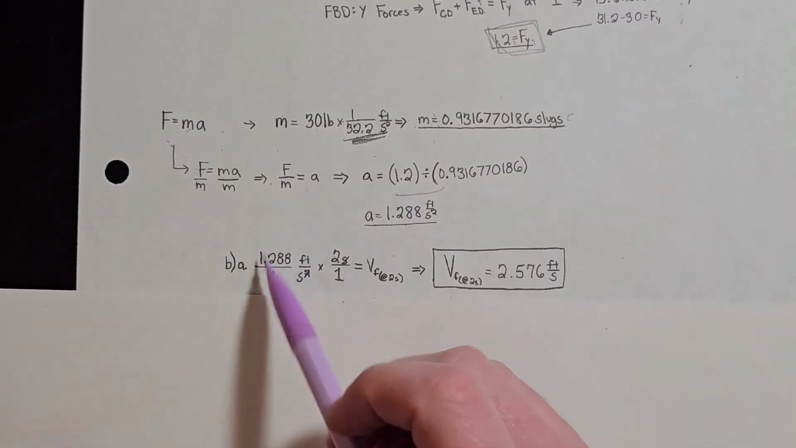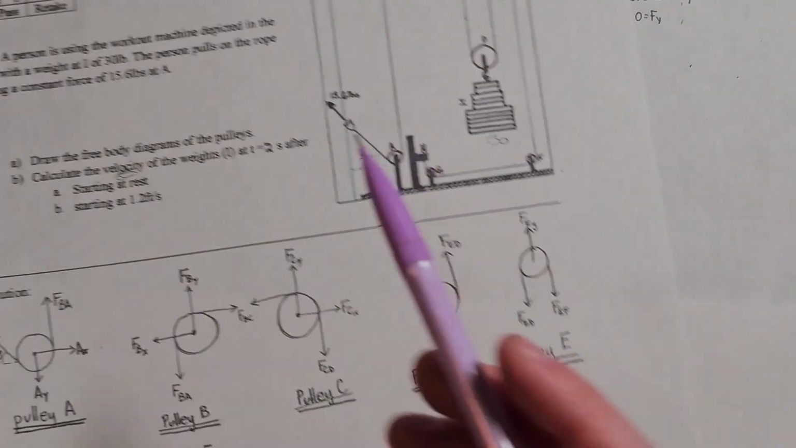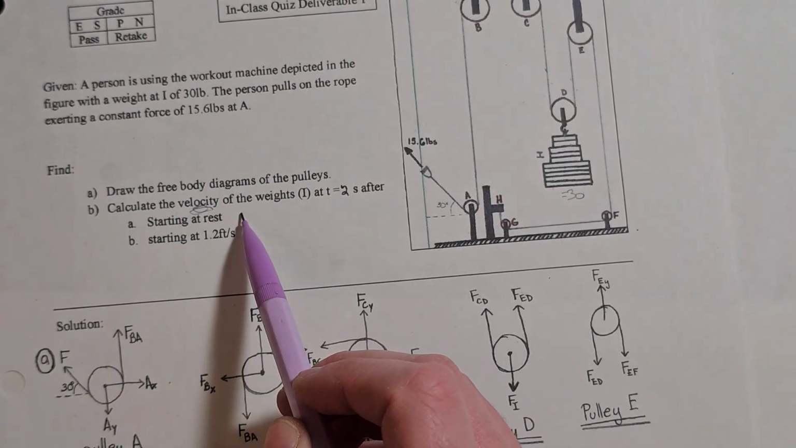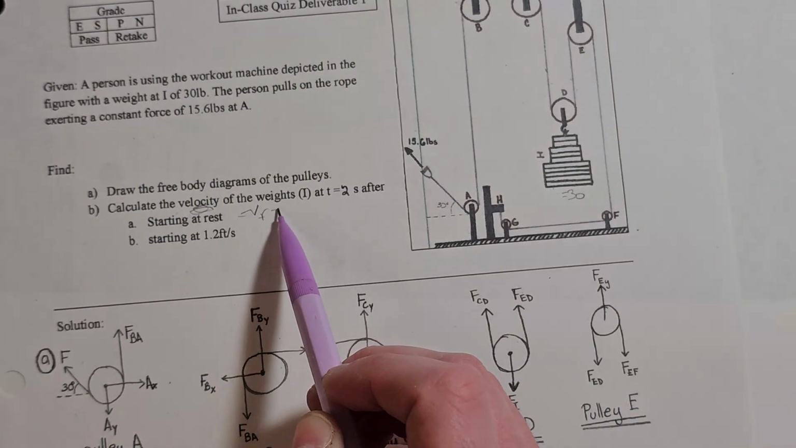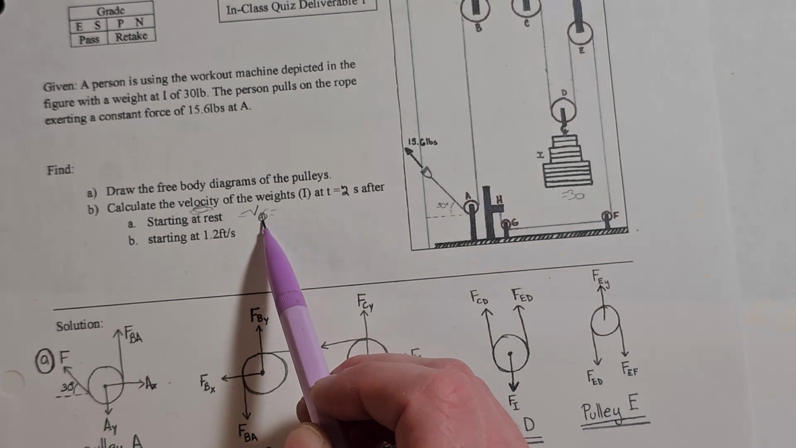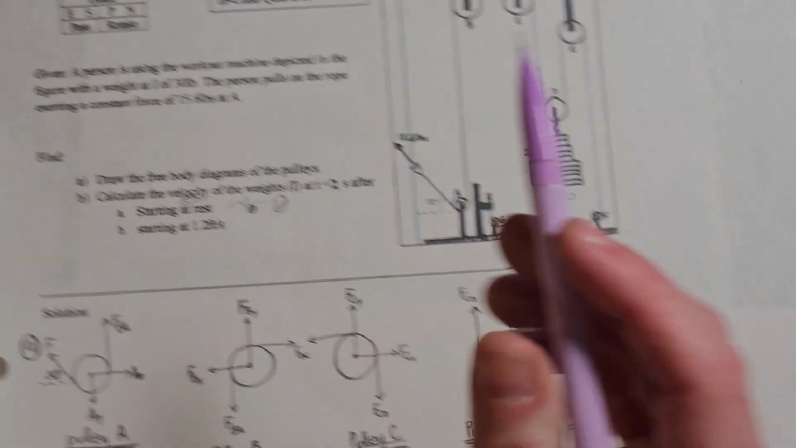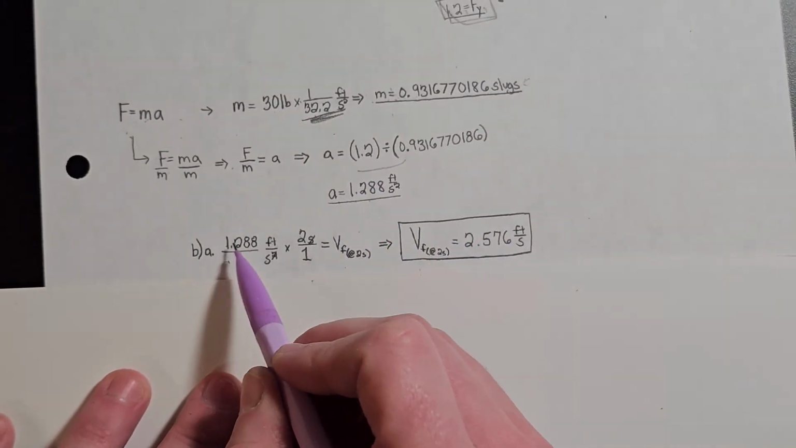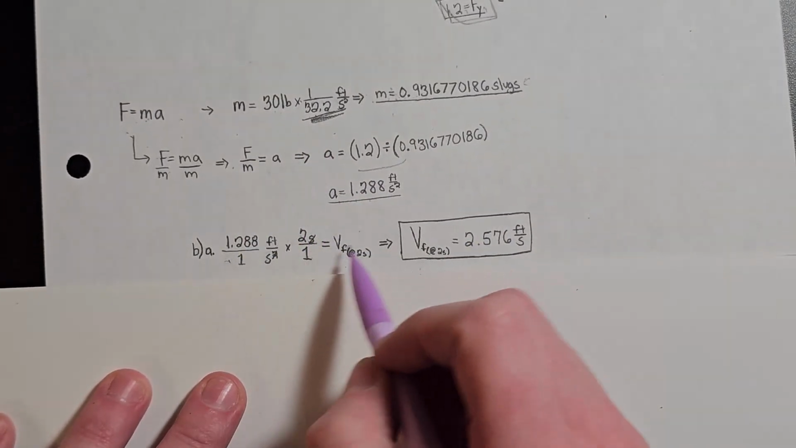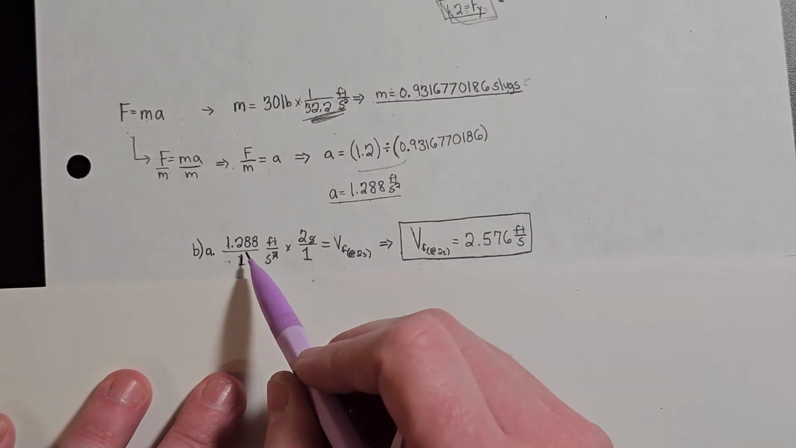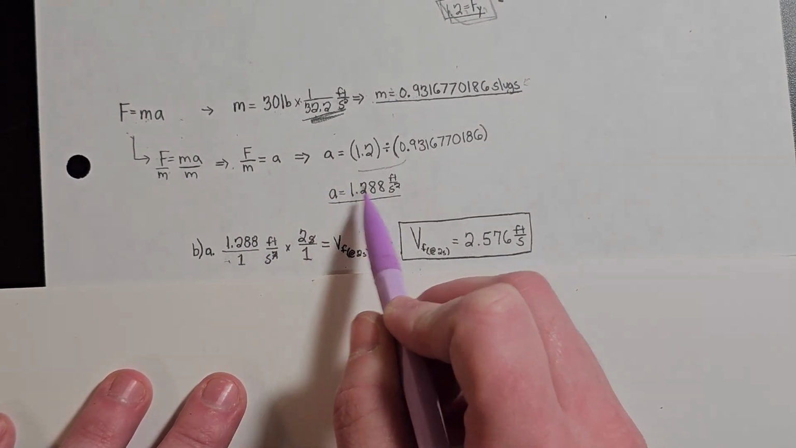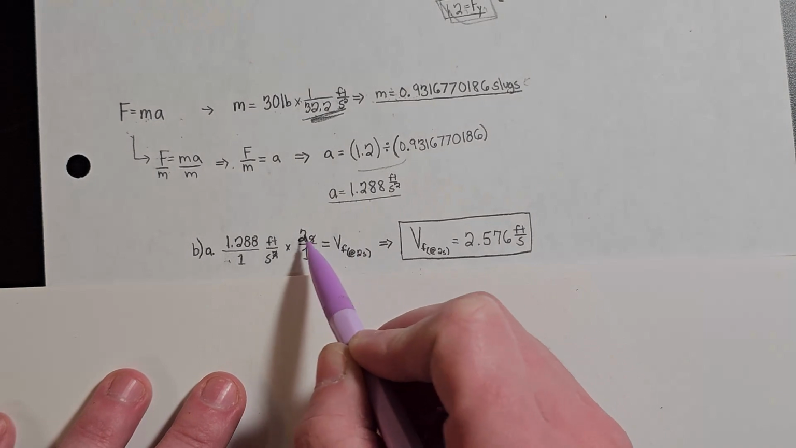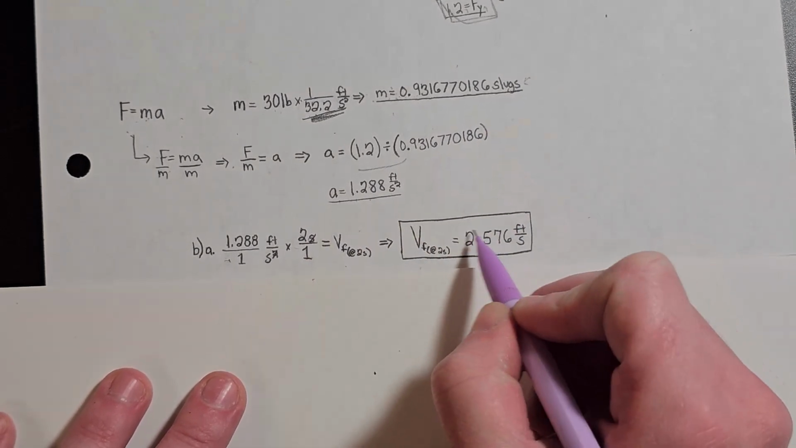And now, if we're going to solve for part B, part A, which is starting at rest, which means that the initial velocity is equal to 0, then that would mean that we're going to use this equation, which is 1.28 times 2 seconds, because it's multiplied by seconds. So this is the acceleration, so how long it's accelerating is 2 seconds. So we're going to multiply that, which gives us this number.